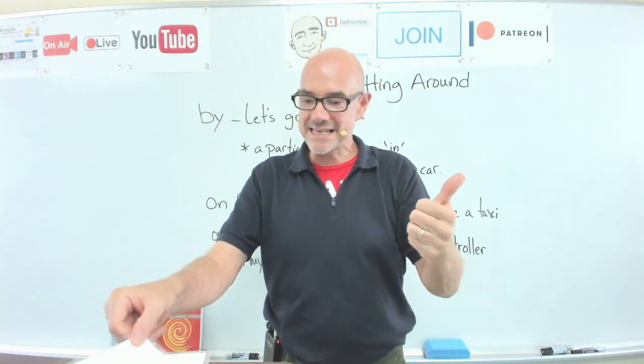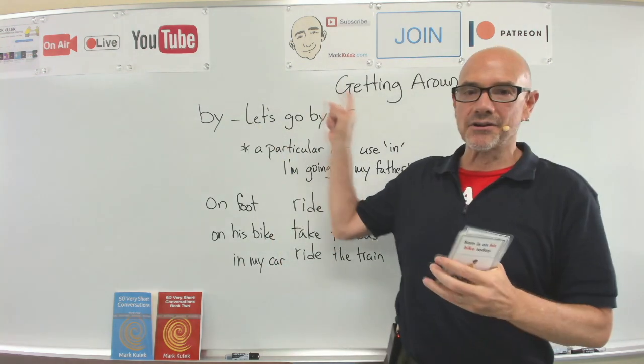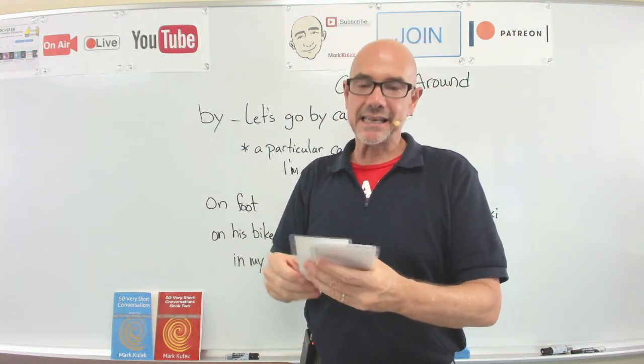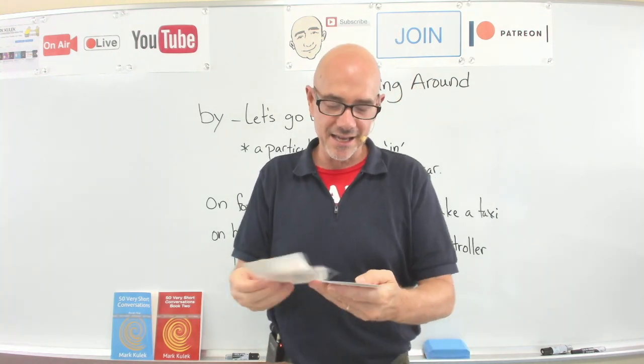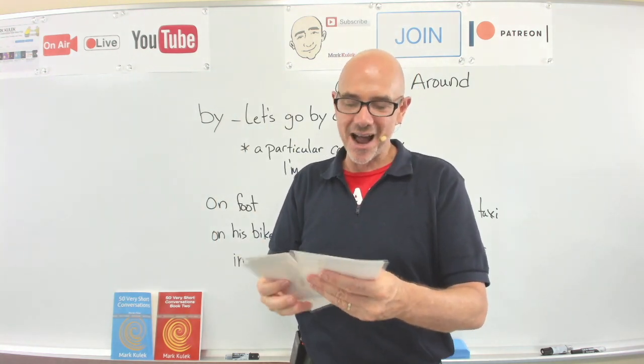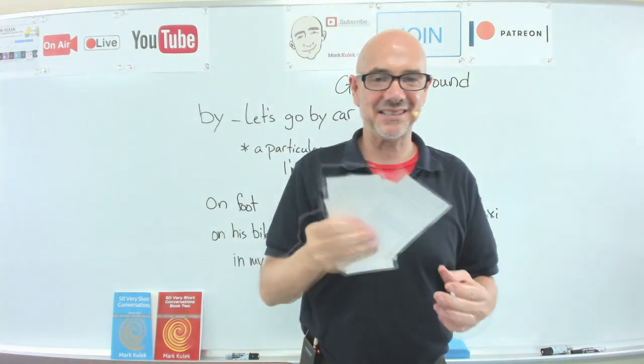All right, we did it. 8 cards, yes. Well done, yes. Well done. And we talked about getting around, right? So like getting around on a bicycle, getting around on foot, yeah? Getting around in a taxi, getting around on a train, getting around in a car, getting around on a scooter, getting around in a bus, okay?